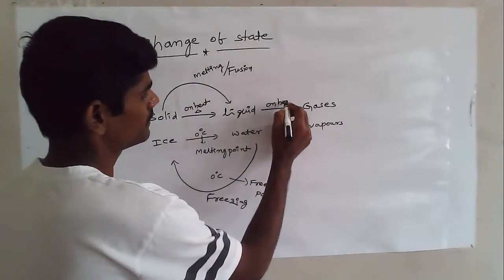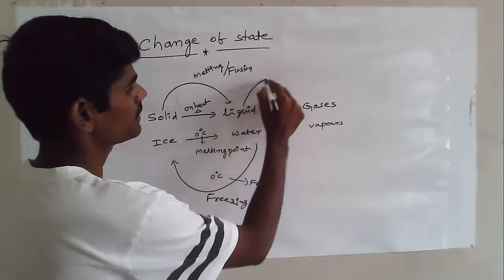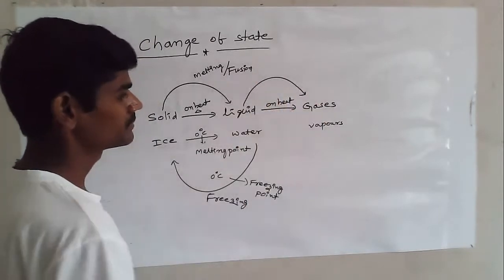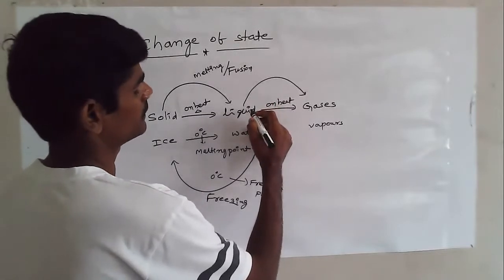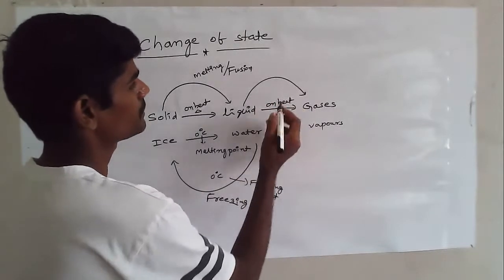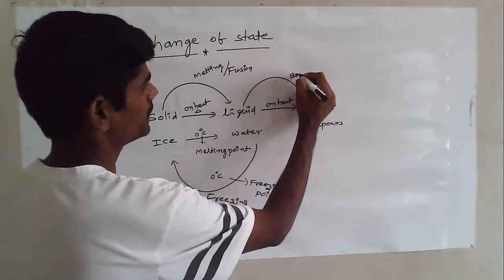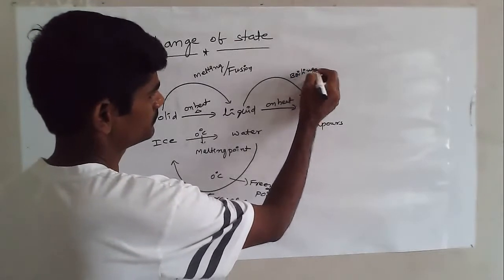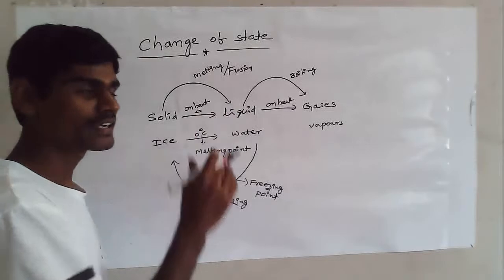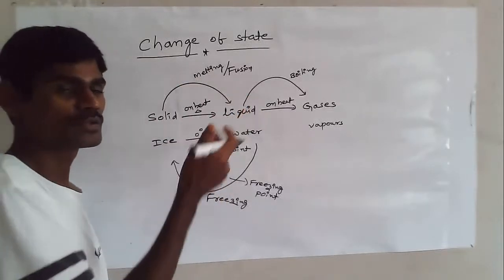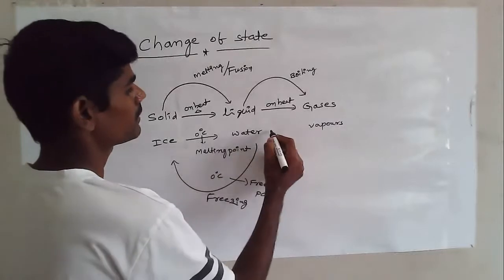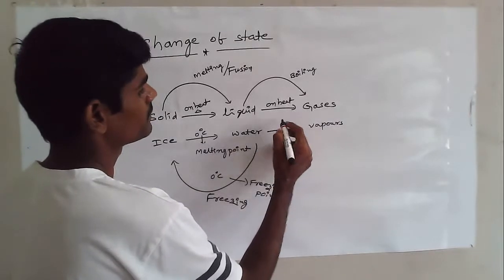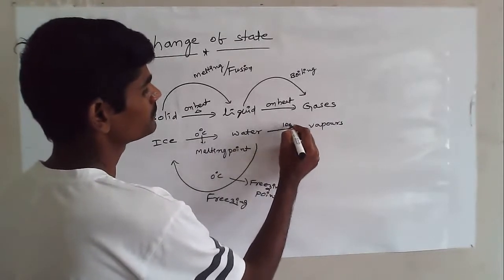Continuously on heating, these liquid substances directly convert into the gaseous state. The conversion of liquid to gas is called boiling, as we increase the temperature from 25 degrees Celsius to more. For example, water boils.